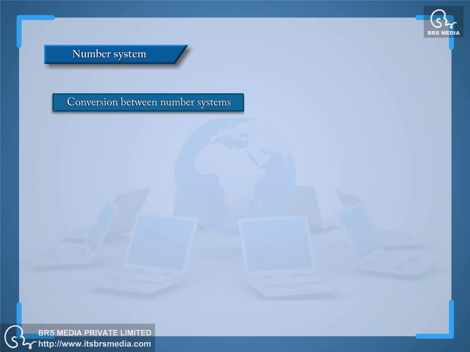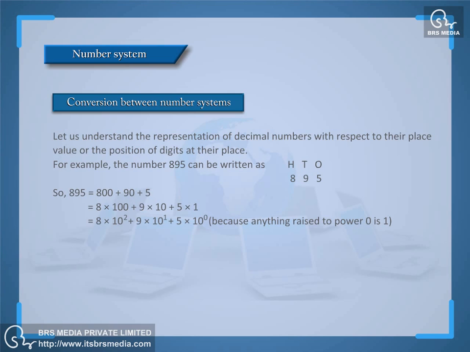Conversion between number systems. Let us understand the representation of decimal numbers with respect to their place value or the position of digits at their place. For example, the number 895 can be written as H8, T9, O5.